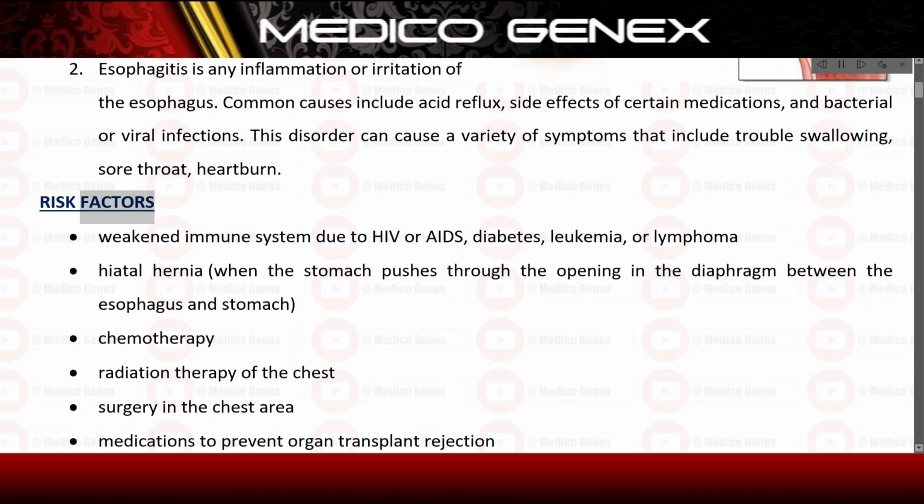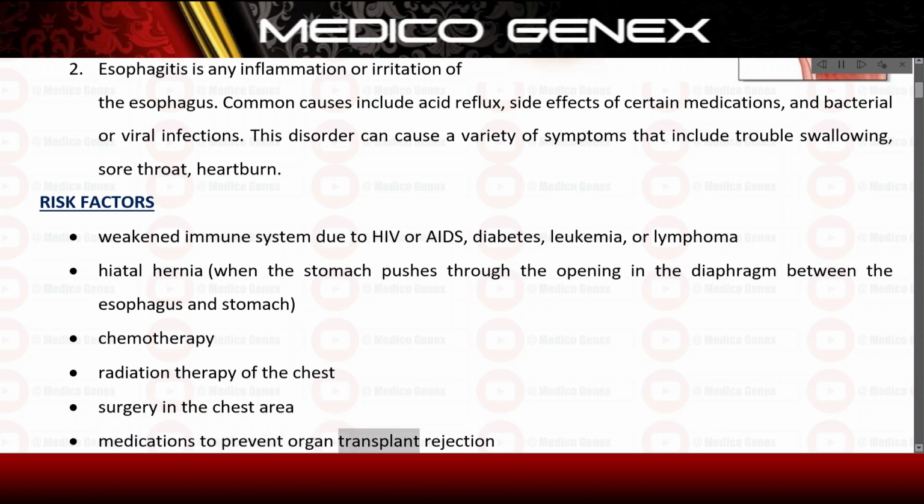Risk factors. Weakened immune system due to HIV or AIDS, diabetes, leukemia, or lymphoma. Hiatal hernia, when the stomach pushes through the opening in the diaphragm between the esophagus and stomach. Chemotherapy. Radiation therapy of the chest. Surgery in the chest area.